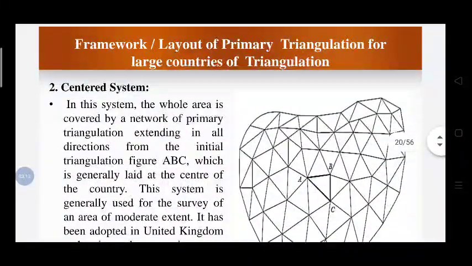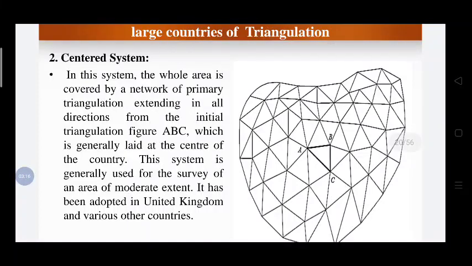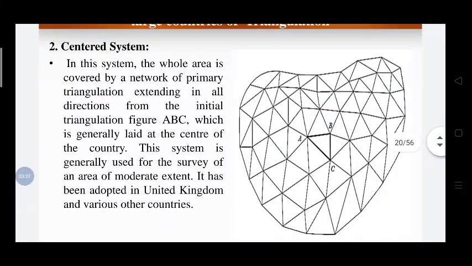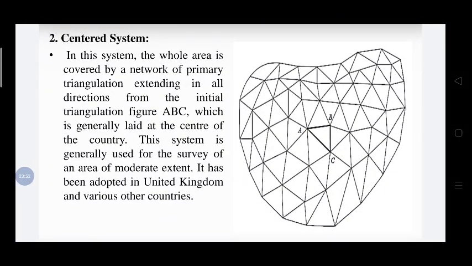The next is the centered system. In this system, the whole area is covered by a network of primary triangulation extended in all directions, starting with the initial triangle ABC. As said in the previous slide, here we are working from part to whole instead of whole to part, and proper care is taken so that the error in calculation of length does not go on accumulating. This system is generally used for survey of an area of moderate extent, and is mostly adopted in the UK and other countries.